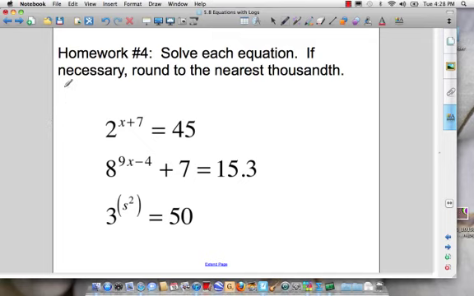Here's your homework. 3 equations to solve, and I will tell you that the last problem involves, well, how do I want to say it? When you end up getting the s squared out of the exponent position, since it's s squared, you'll actually be solving a quadratic, and you should come up with 2 solutions for this last problem. One will be positive and one will be negative. Okay, have that ready for class next time.